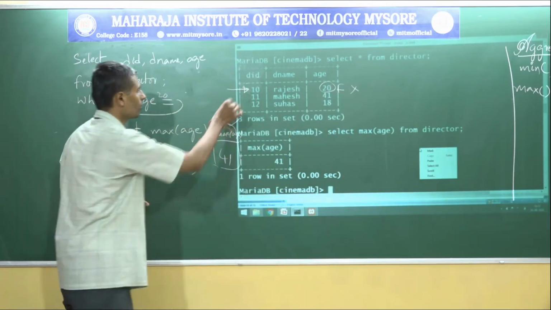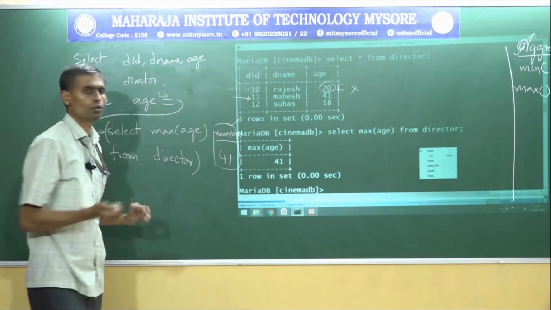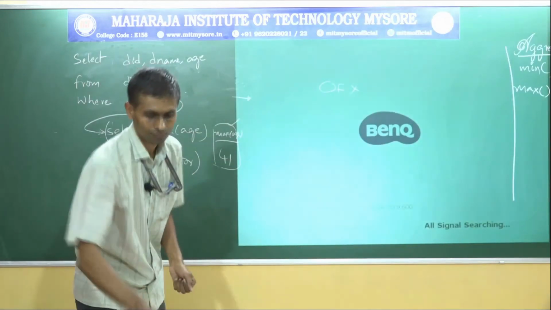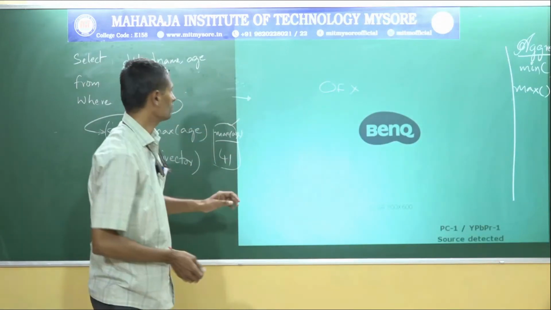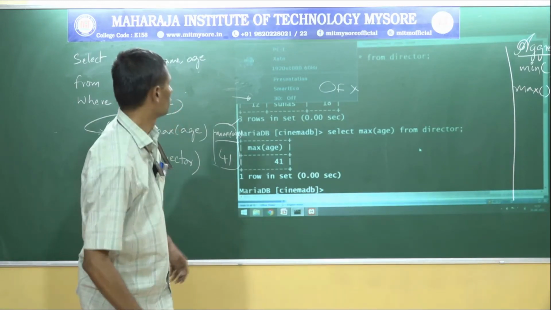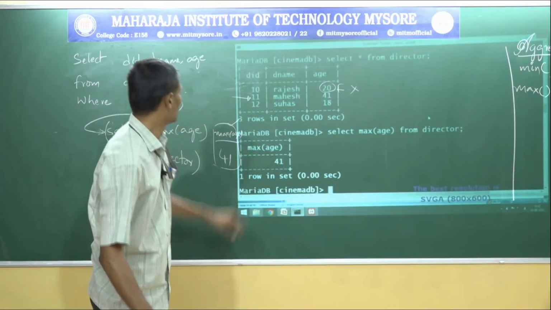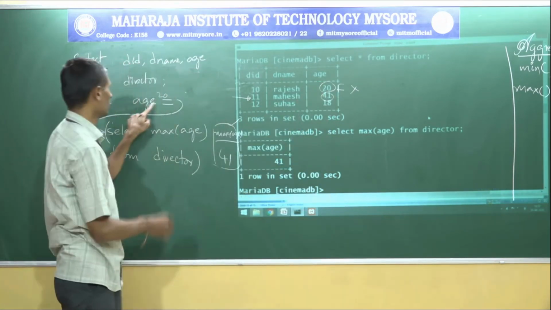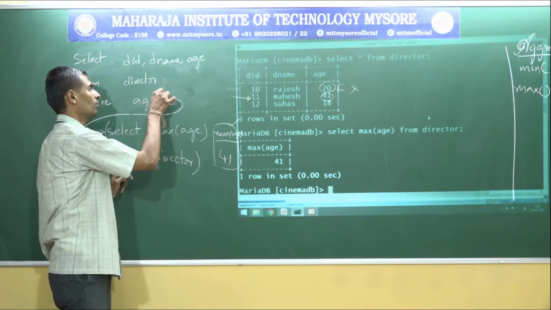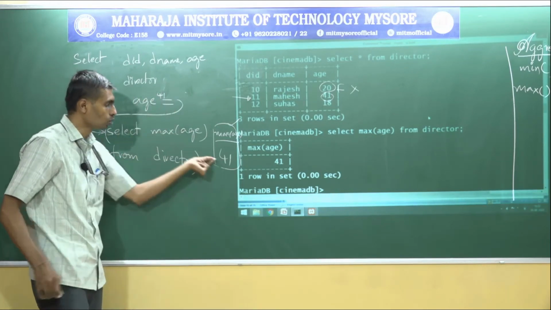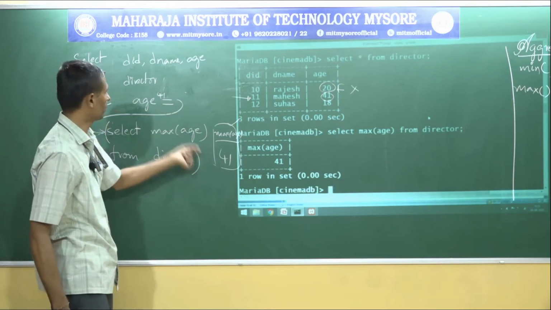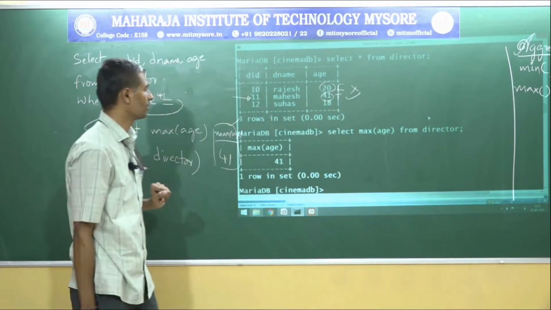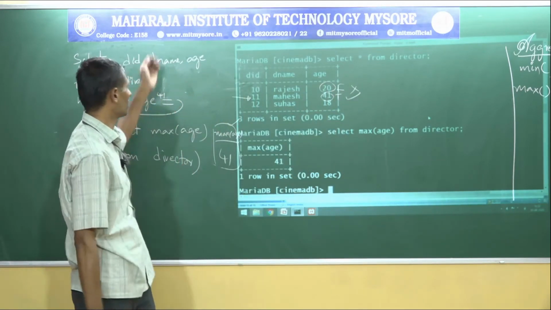Fine. Then automatically control moves to the second row. What is the content of the second row? Second row is 11, Mahesh and 41. And it picks the value, age. Age is now 41. Don't write a semicolon here. 41 equal to what? This maximum age. Fine. 41 equal to 41. So the condition becomes true. So this will be executed, that means displayed. Pick it for displaying.